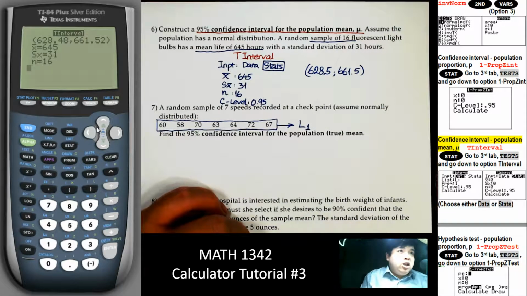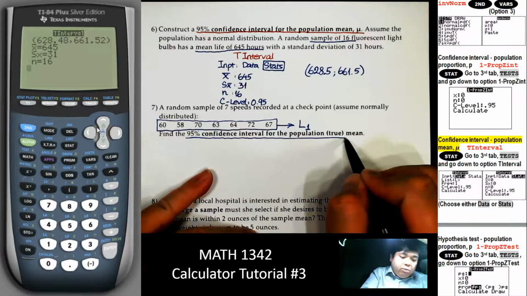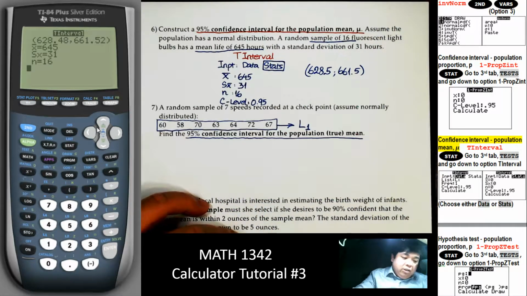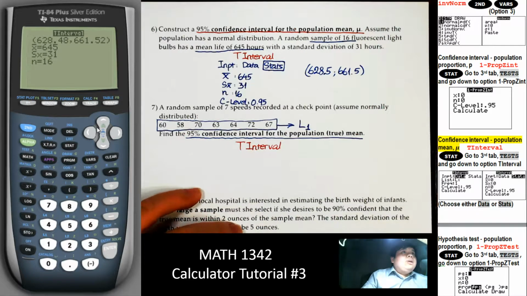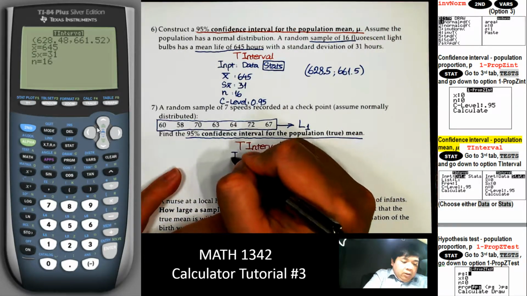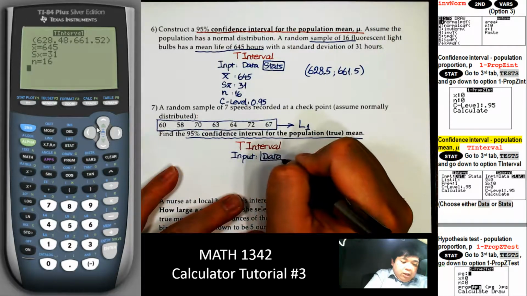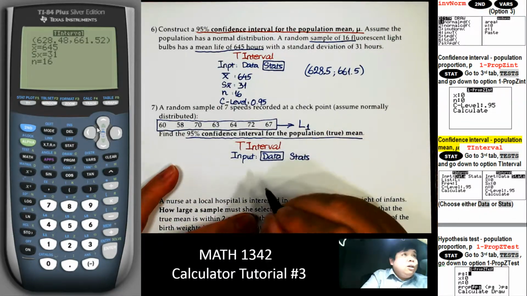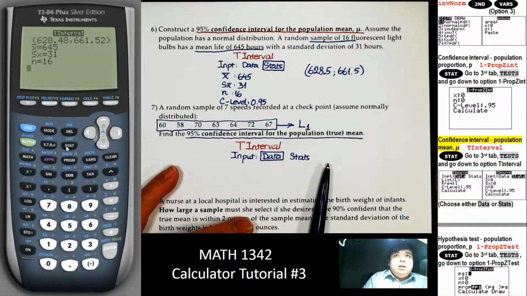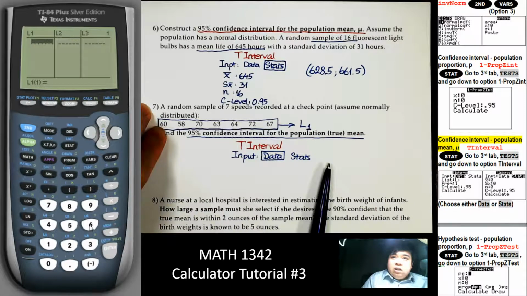So first, we should put this into list 1. So put that information into list 1. And this question also asks for a 95% confidence interval for the population mean. So that also uses t interval. So input data. This time we choose data instead of the statistic. Right. So we do need to put this in list 1 first. So stat, edit.